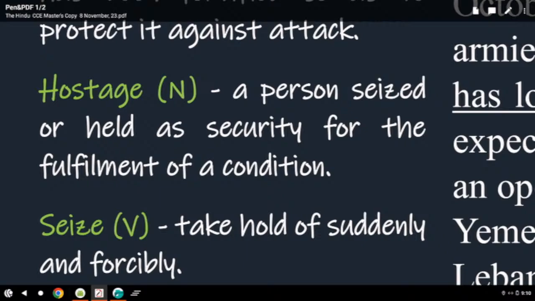Hostage, this goes with terrorist, hijacking, part of speech, noun, hostages, plural. A person seized or held. Underline the word held, not seized, held. As security for the fulfillment of a condition. A terrorist group hijacks a plane. They have a condition. And they take the passengers as hostages. And if you fulfill this condition, we'll release the hostages. Same thing happened here also.